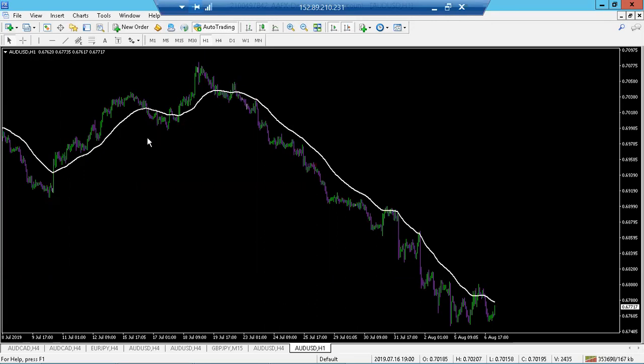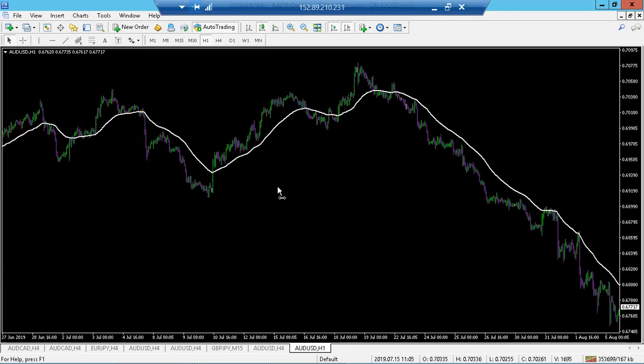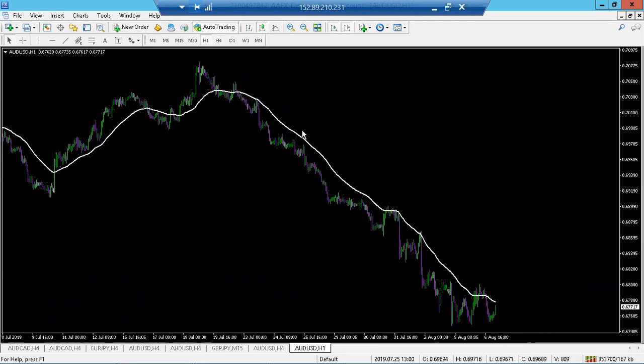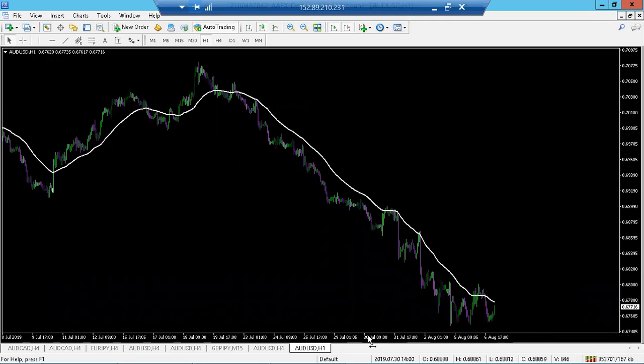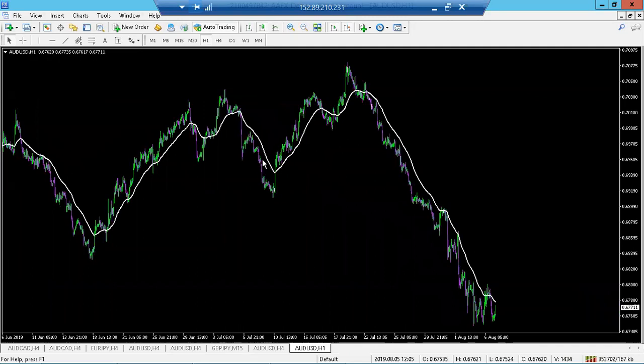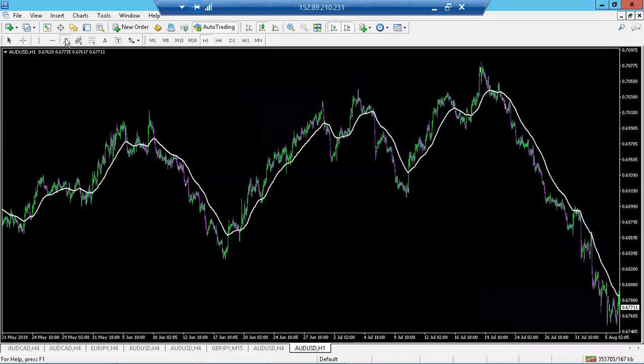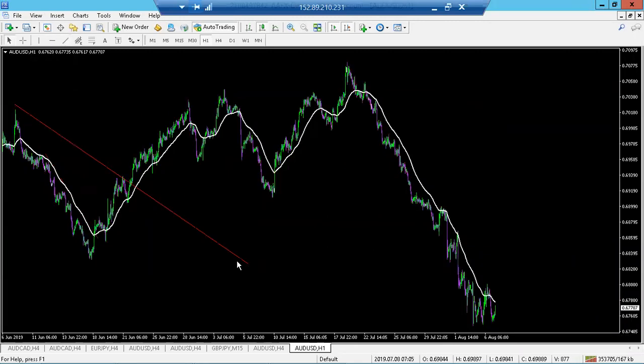So that's just how I kind of do that. Now you see areas like this, it's consolidating, and I would stay out of it. For the most part, that's how I decide the trend. And if we take off that 50 moving average, you should be able to see nakedly what direction this market is going. Down.